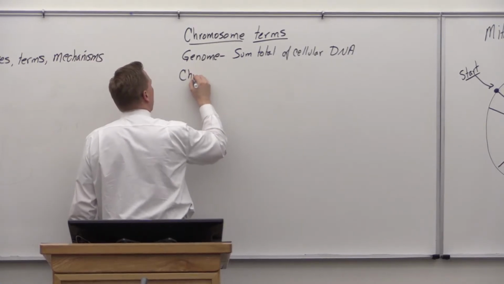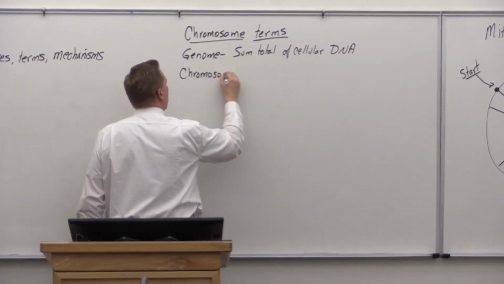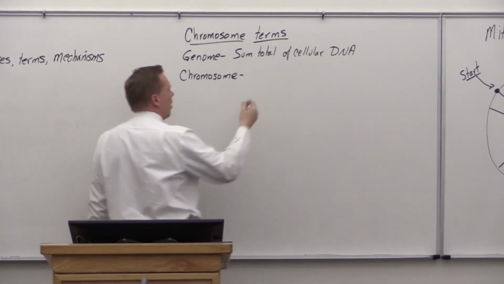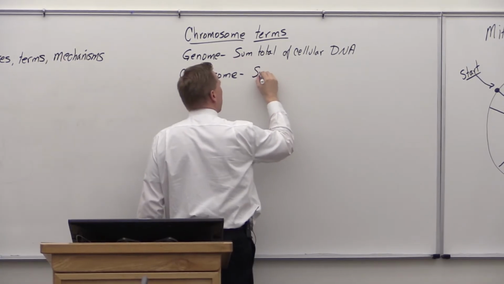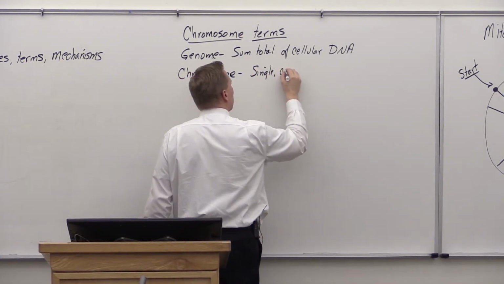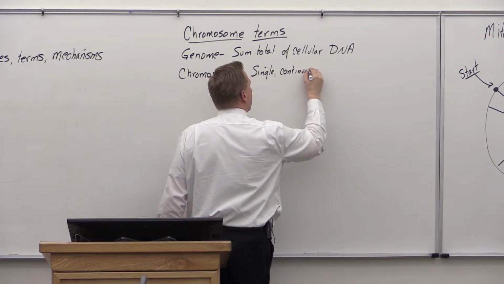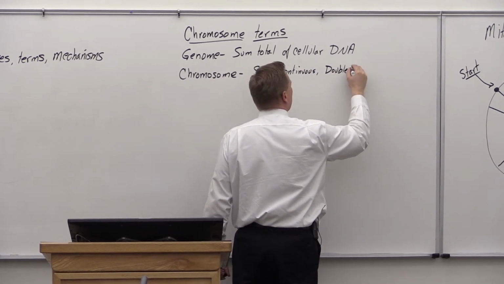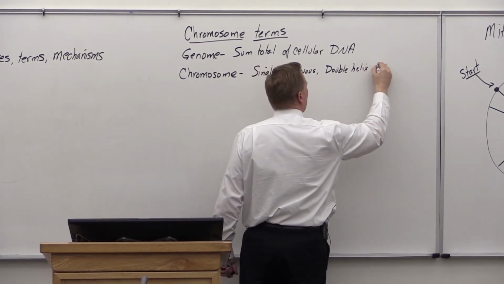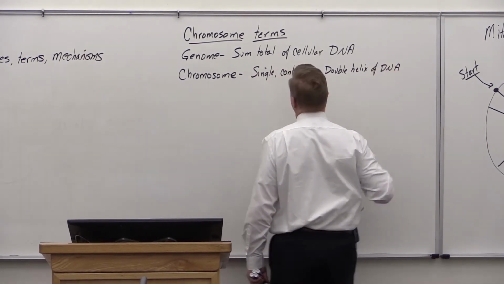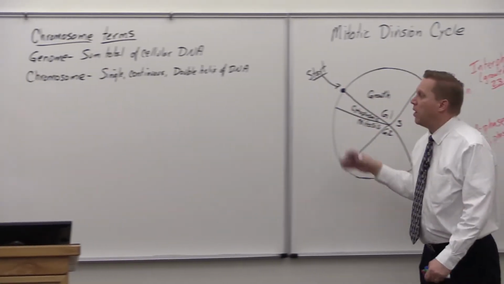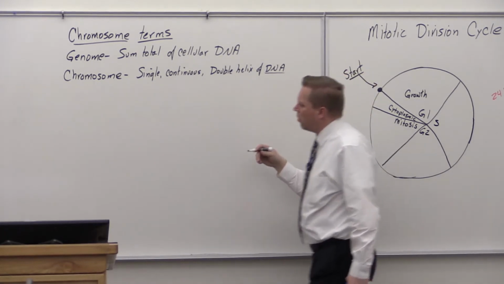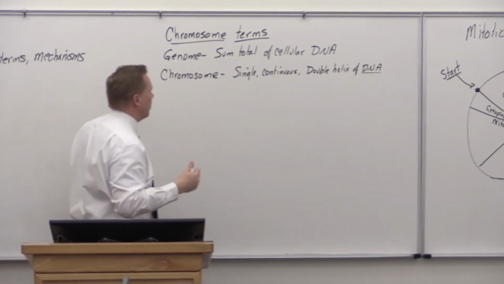You'll hear the term, obviously, chromosome. So let's talk about that for a second. And what is a chromosome? A chromosome is a single continuous double helix of DNA. Okay? So that would be a single chromosome. Usually this refers to just being the DNA is what we're mostly focusing on.